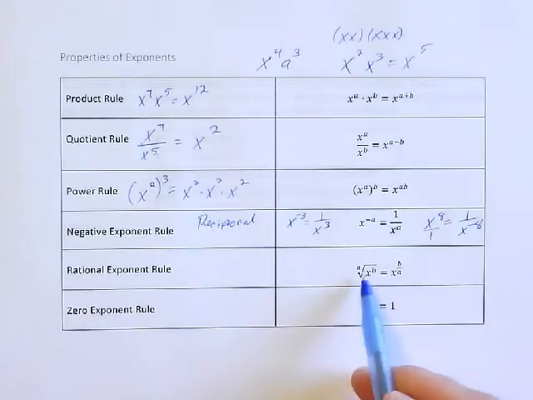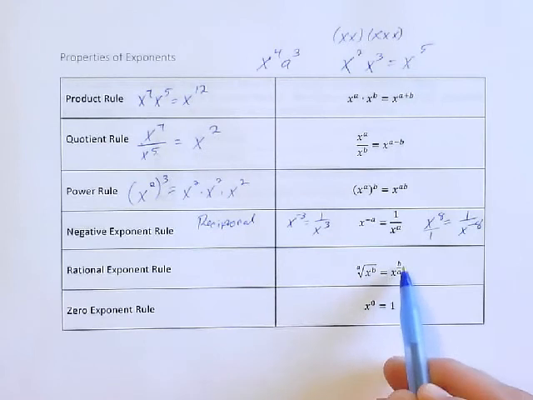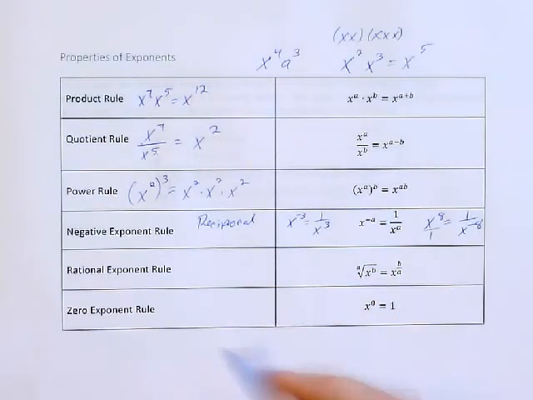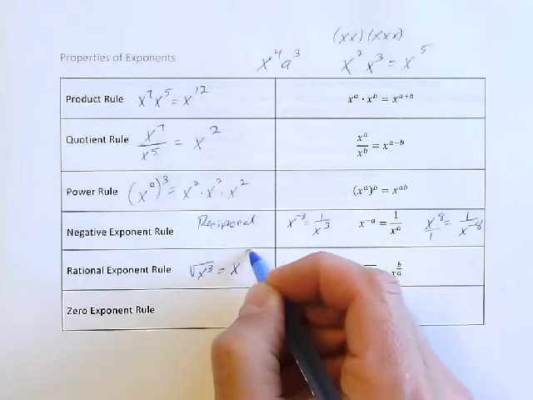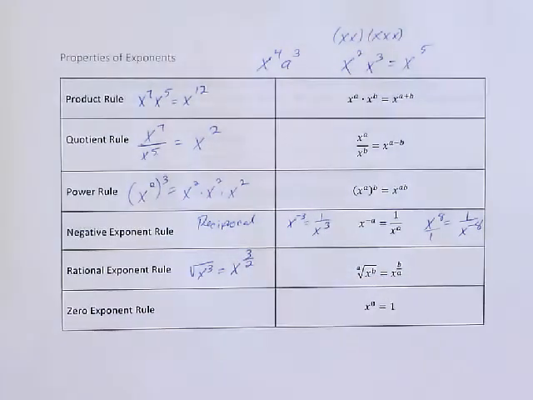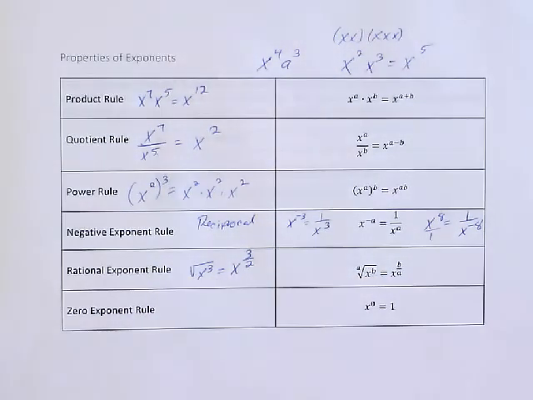The rational exponent rule basically says if you're doing the a-th root of x to the b, that becomes x to the b over a. So if you had the square root of x cubed, this would become x to the 3 over 2. A square root is the denominator of 2, and the numerator is 3 since that's a cube.